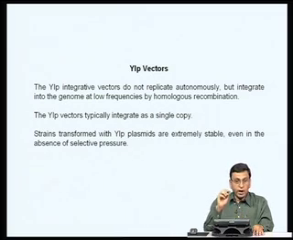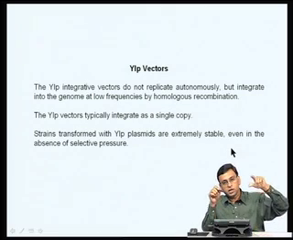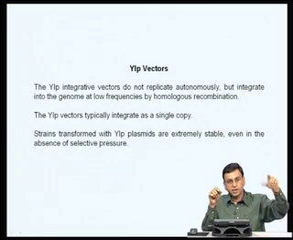The advantage of YIP vectors is that the strains transformed with the YIP plasmid are extremely stable even in the absence of selective pressure, because your gene has gone and integrated into the chromosome, so it is very stable.